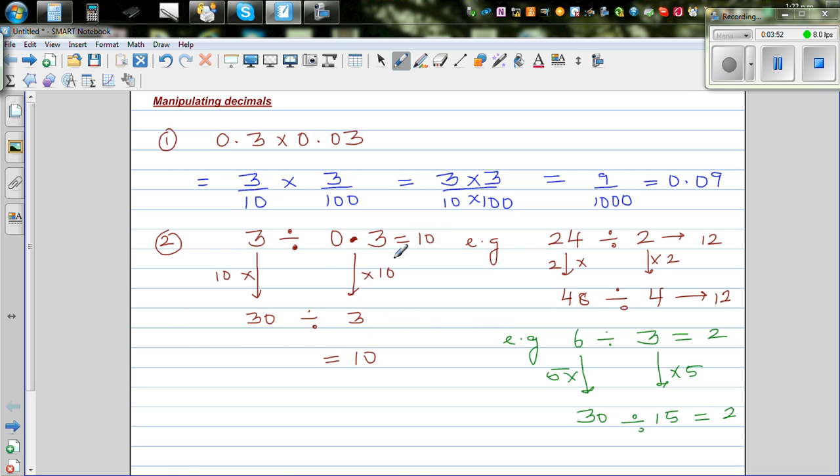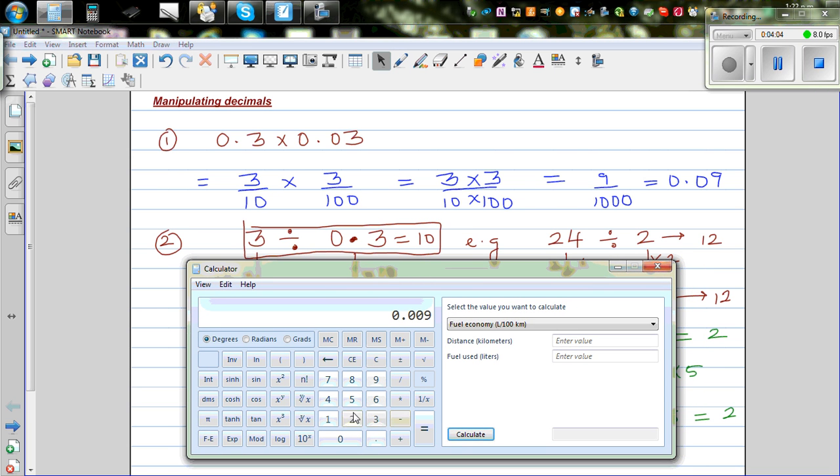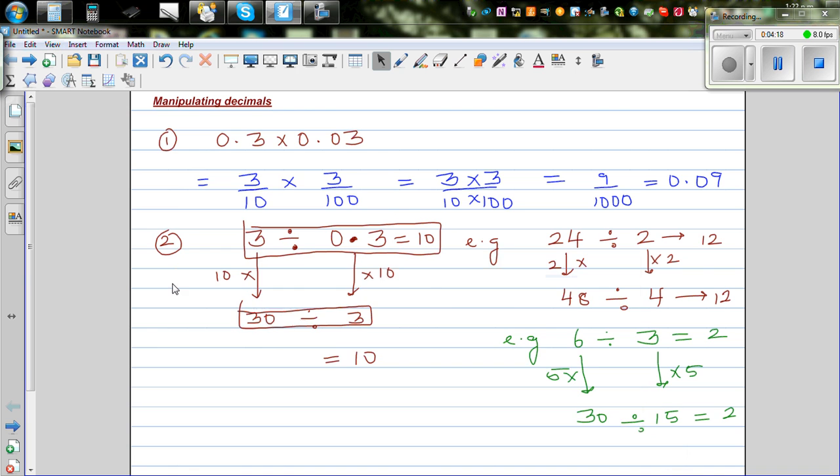So let me show you both: 3 divided by 0.3, which would be 10. I don't need to show you that 30 divided by 3 would be 10, but let me show you both so that you believe me or understand. So 3 divided by 0.3 equals 10, or 30 divided by 3, this dash stands for division, that's also 10.